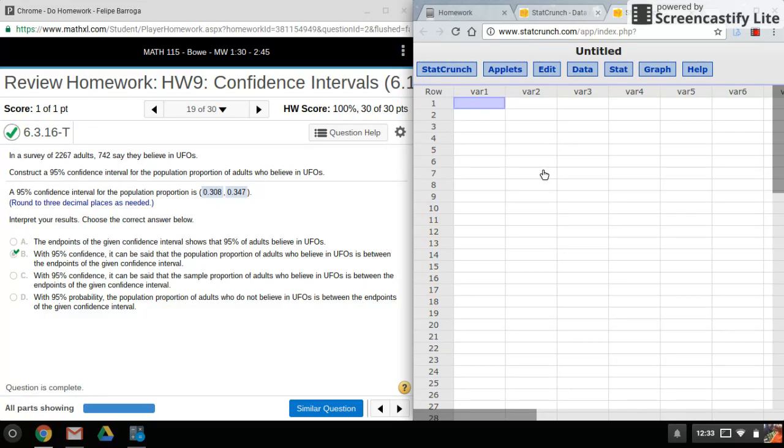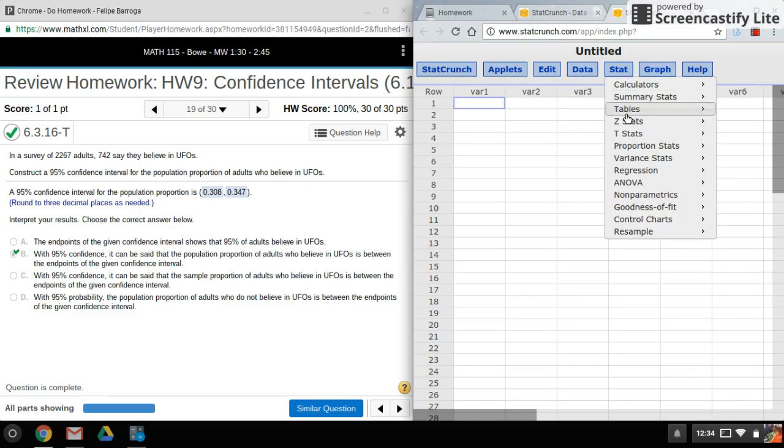This time we'll be using StatCrunch to help us get a confidence interval for a proportion. One way you can usually tell it's a proportion is they'll give you the total number in the sample and usually how many people were in favor of something, or they'll call it the successes. Notice there's no mean, no standard deviation, no population standard deviation, any of that. So we'll go into Stat, Proportion Stats, One Sample, With Summary.